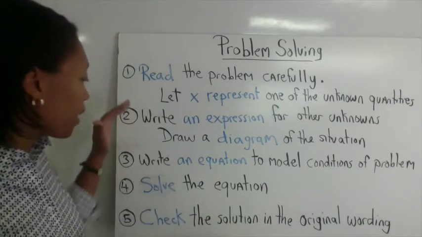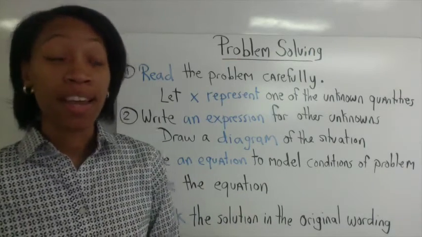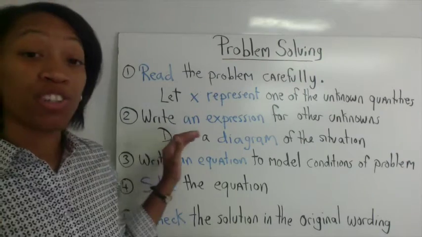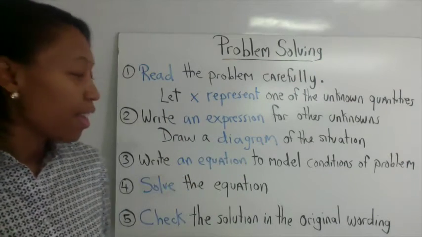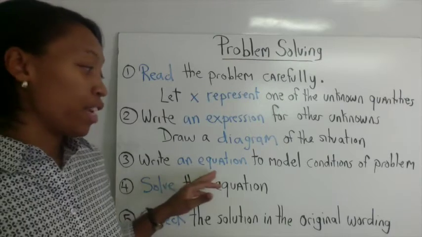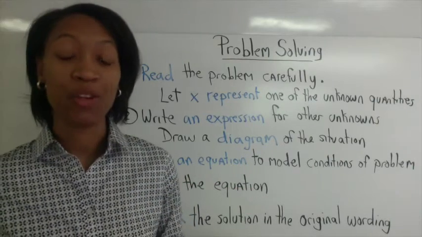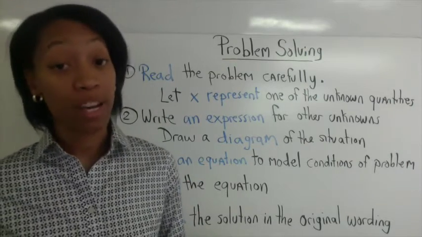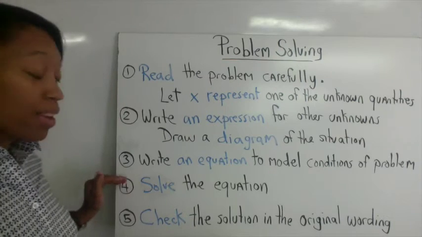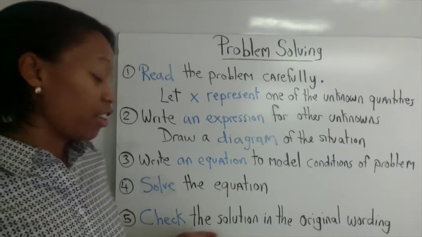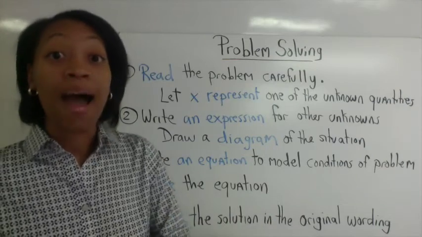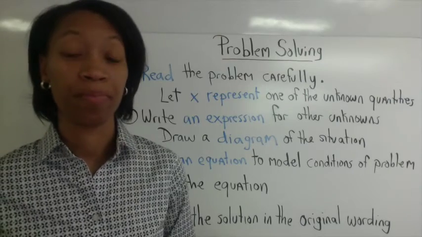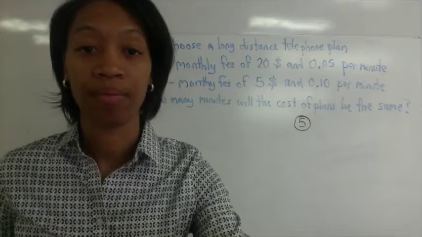All right, so those first steps kind of go together with just understanding what the problem is and breaking it down into variables and making an expression to represent the problem. Then after you've done that, you want to write an equation to model the conditions of the problem. So using those variables that you defined and the expressions, you're going to write an equation. Then you're going to solve the equation, and the last step is to check the solution that you got back in the original wording of the problem. So let's look at an example of that.